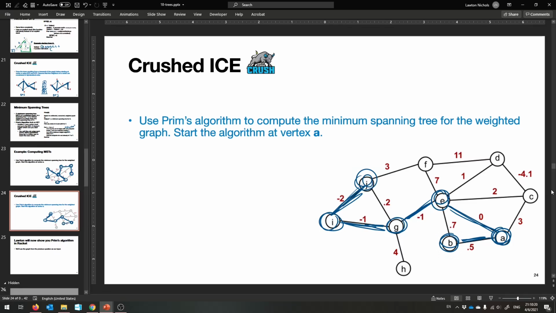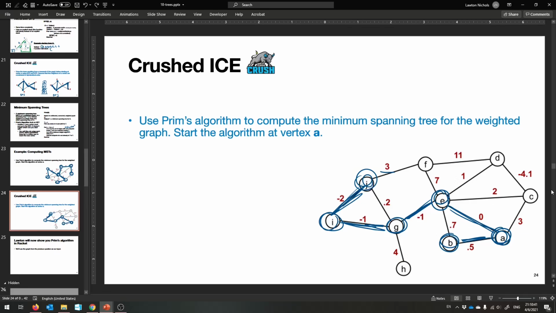Okay, and so now this one's out of the question because we already have a way to get to E. Yeah, that's the game. And so now we can't add this one. What are the ones we can consider? This one, this one, this one, this one, and this one. Which one's smallest? The 1, right?